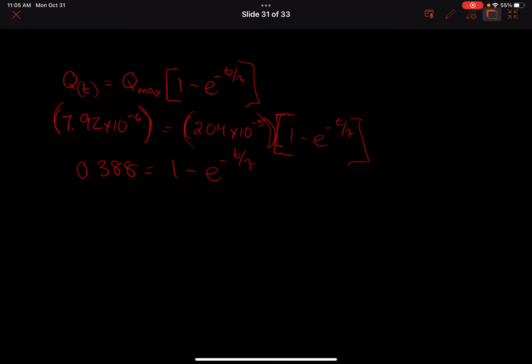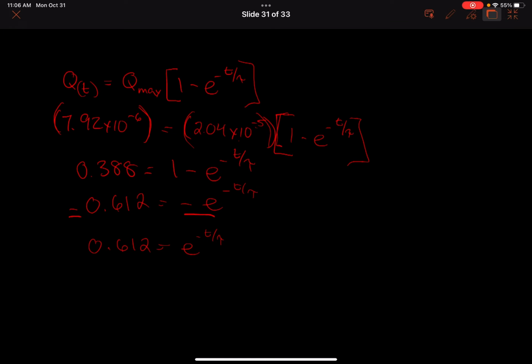Now, algebra, right? I'm going to subtract 1 from both sides, so I get 0.388 minus 1, negative 0.612 is equal to negative e to the negative t over tau. So I'm going to multiply both sides by negative in order to have them both positive. Yes, I'm showing multiple steps here, but that's okay. Rather show too many steps than not enough.